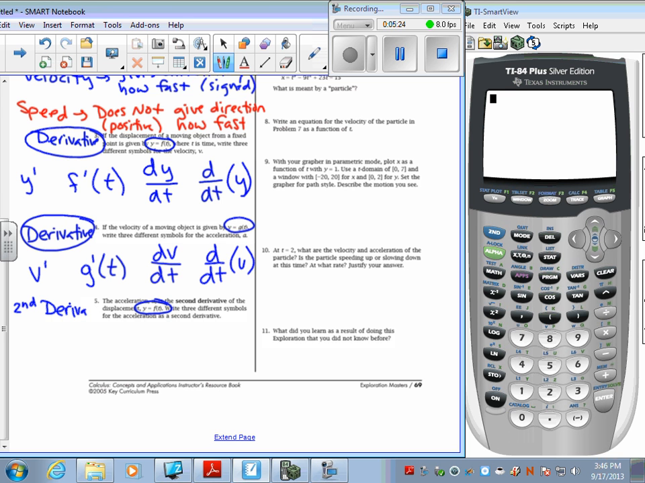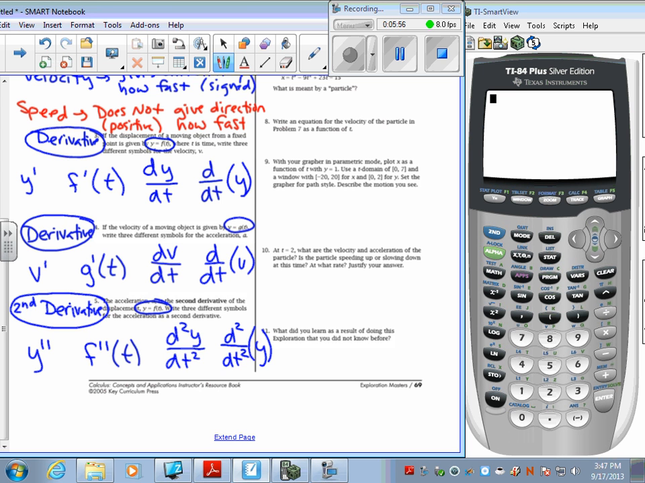And again, because it's a second derivative, we're just going to add on a prime for the beginning. So instead of y prime, we're going to have y double prime, second derivative. Instead of f prime of t, we're going to have f double prime of t. Now the notation for the second derivative in the rate of change format is d squared y over dt squared. And the reason it looks like that is if we write it as an operation, we're taking the second derivative with respect to t twice of y.